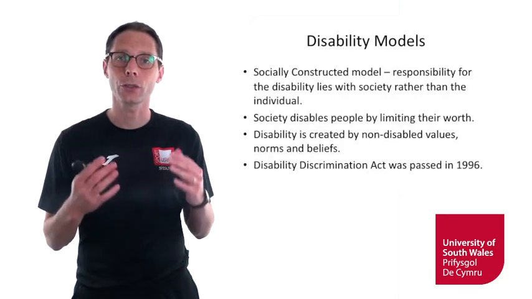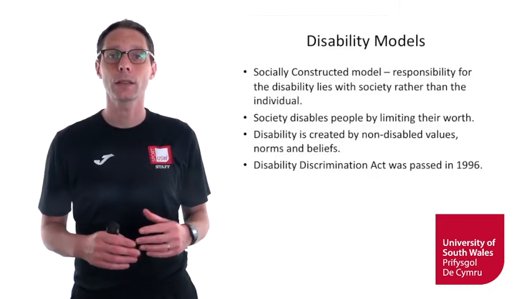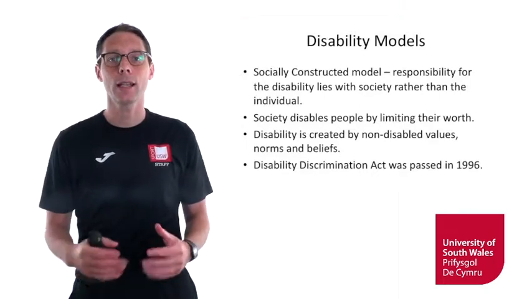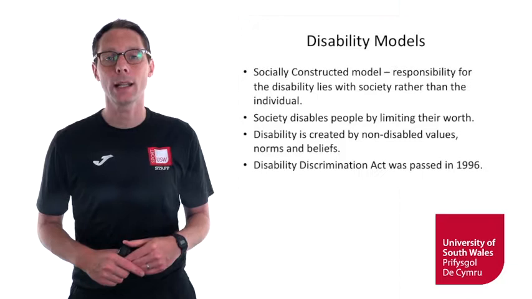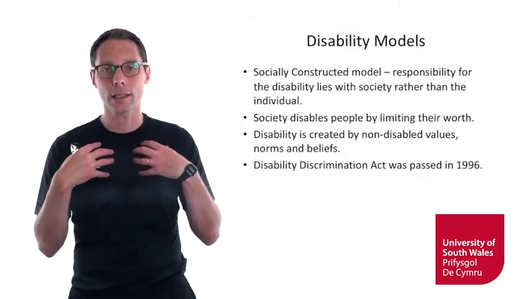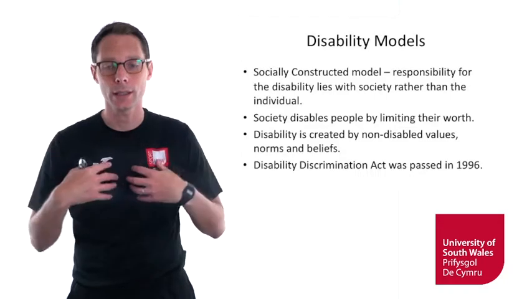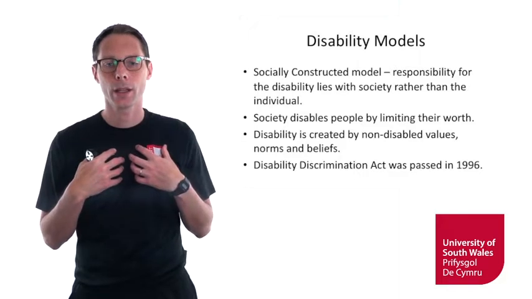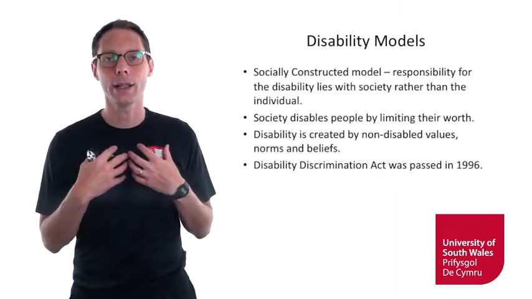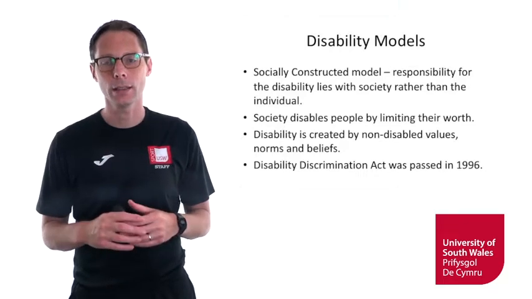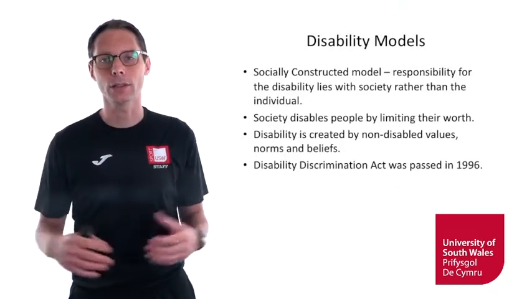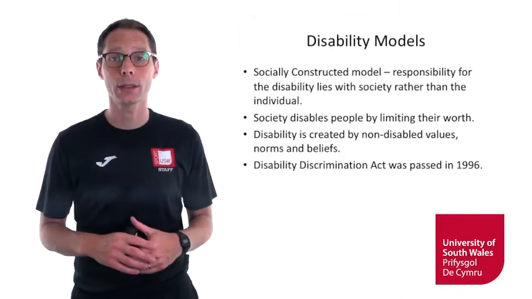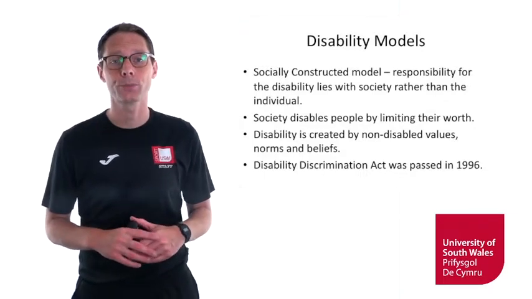However, in the socially constructed model, responsibility for disability lies with society rather than the individual. So society disables people by limiting their worth. It's society looking at you as an individual, or looking at me as an individual as an example, and saying, oh well, he's not normal and therefore he's not much worth. He can't operate at the same level as a non-disabled person. Disability is created by non-disabled values, norms and beliefs.